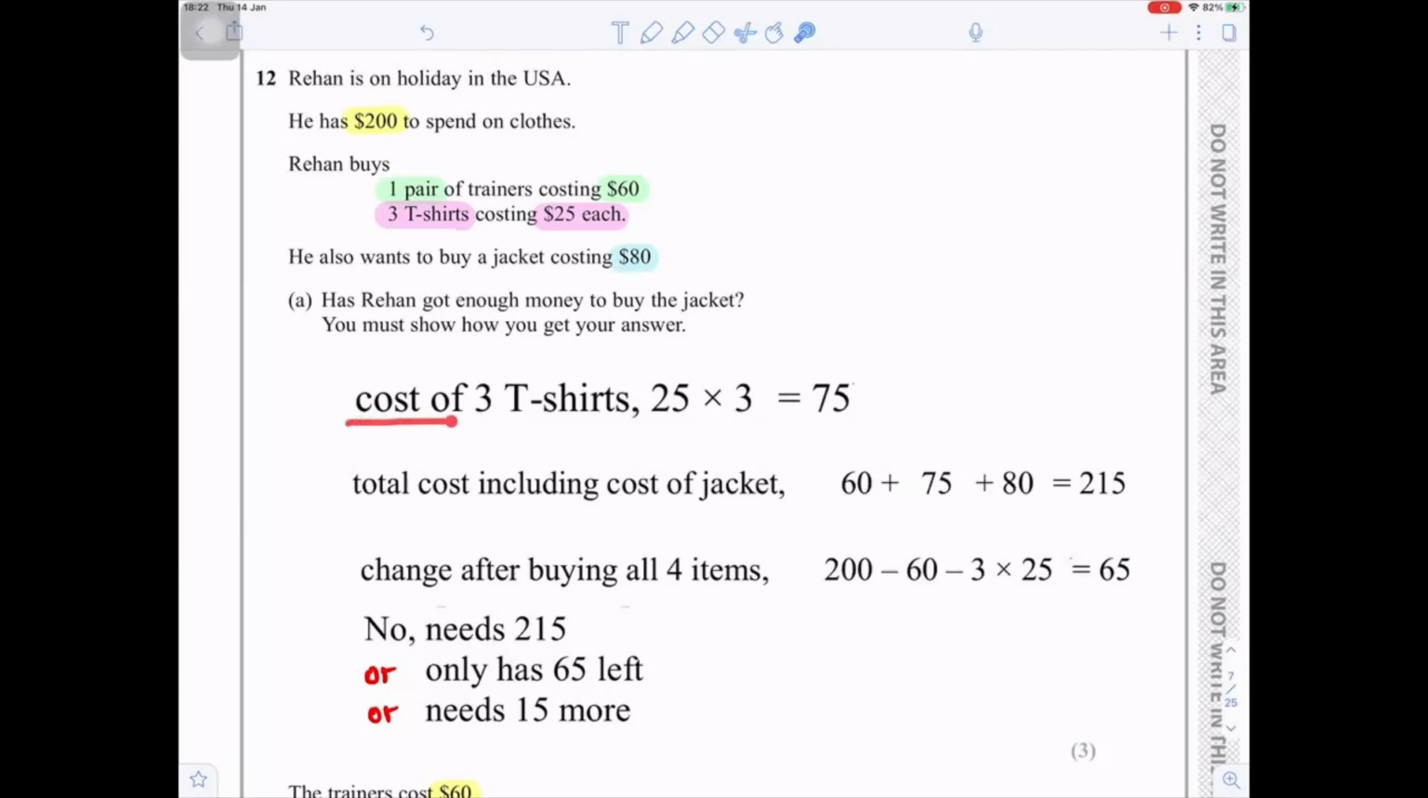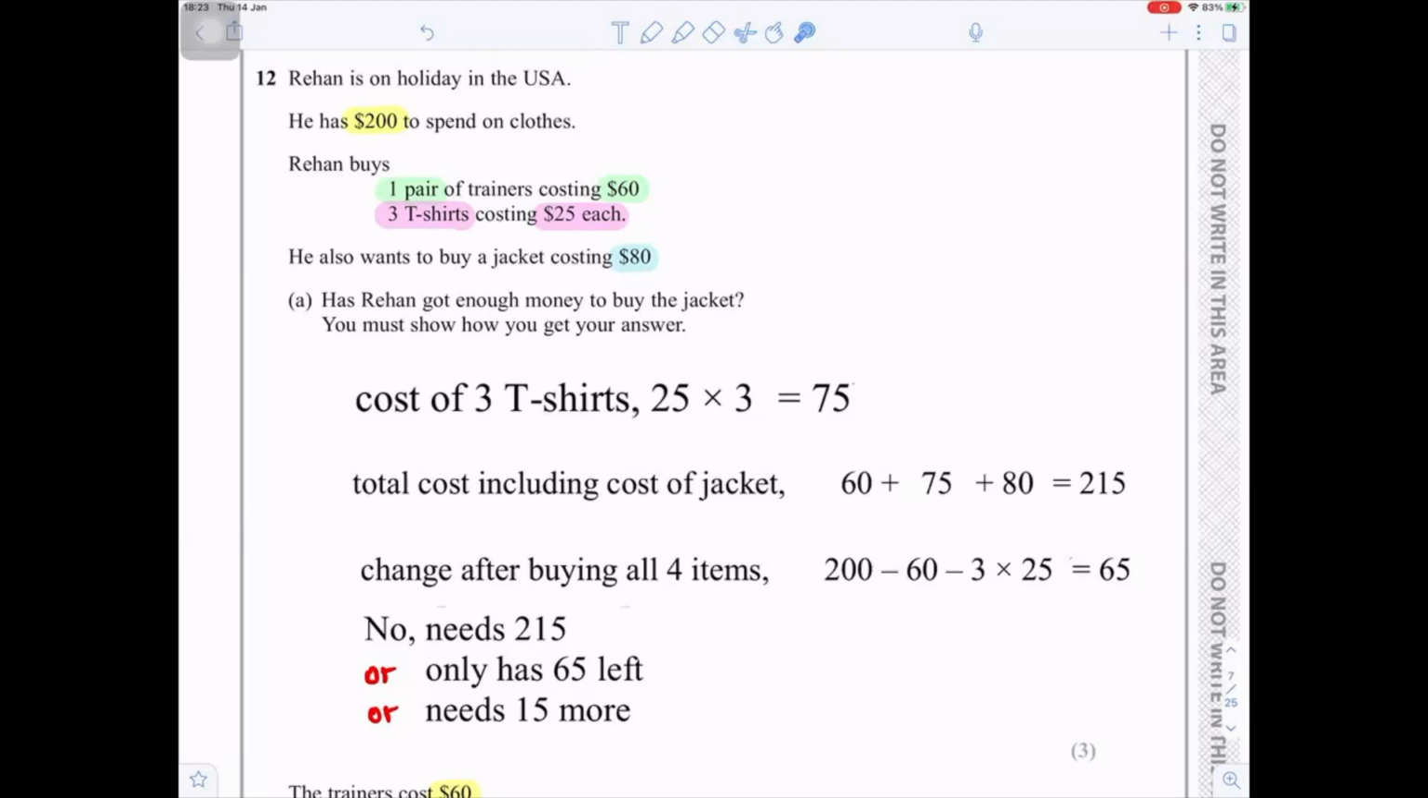So let's find out the cost of 3 t-shirts: 25 times 3, because 25 each and 3 of them. 25 times 3 gives you 75. Total cost, including the cost of the jacket. So the total cost is the $60 plus the 75 plus the 80. So the total cost is 215. That's the 60 plus 75 plus 80. It's 215.